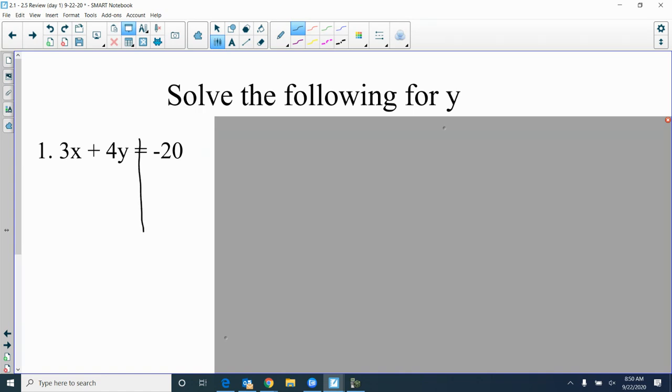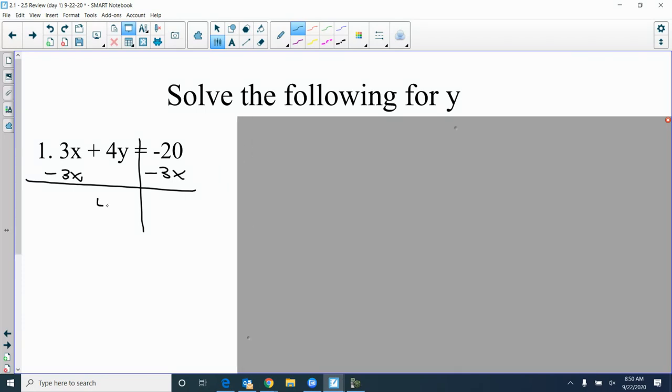Let me solve something, okay. So, minus 3x. Tell me what to write then for the line below there. 4y equals negative 20 minus 3x. Okay, good. And then divide each side by 4.